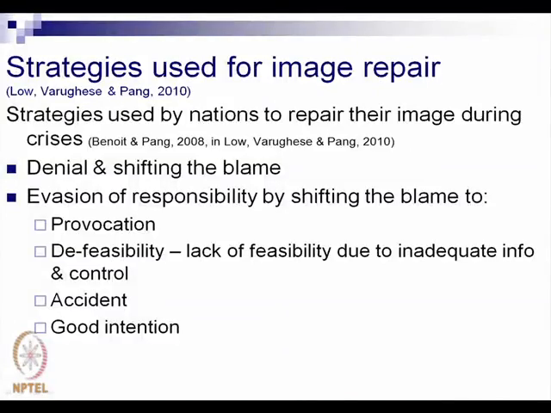Accident: this happened by accident. I could not have prevented it. It was sudden. Or my intentions were good. I had very good intentions. I did not intend to hurt your feelings, I did not intend to do something wrong, but it happened and I'm sorry for it. So you sort of evade the responsibility. Because my intention was good, I cannot be held fully responsible for this act. Okay.